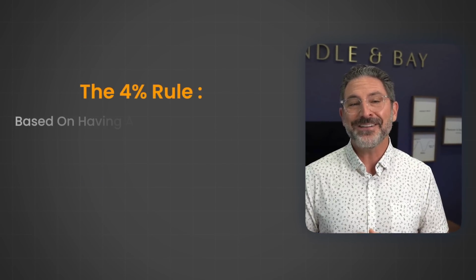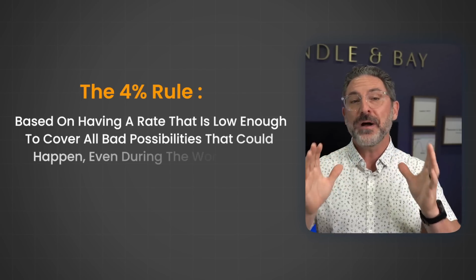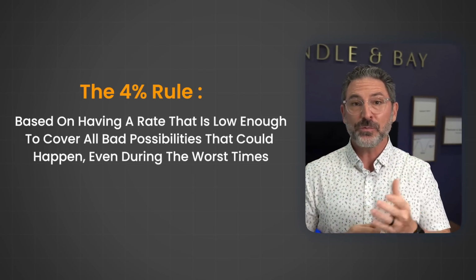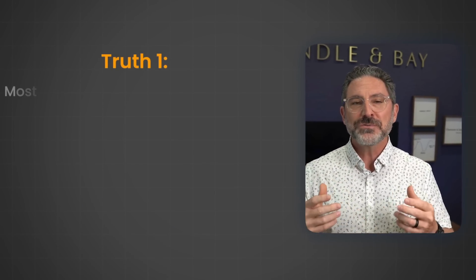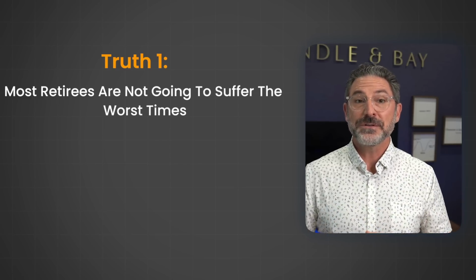Okay, so follow me here. The 4% rule is based on having a rate that's low enough to cover all bad possibilities that could happen even during the worst times. So I'm going to give you 2 truths. Truth number 1, most retirees are not going to suffer the worst times. Some will, but most won't.